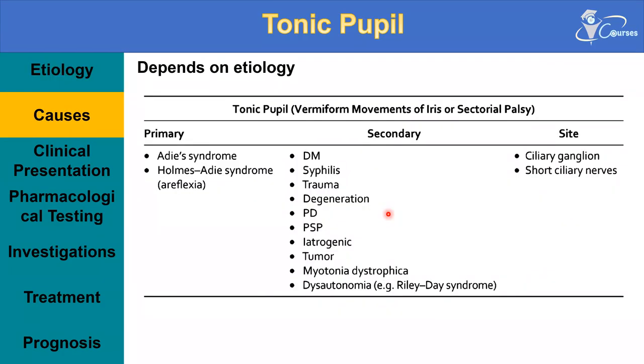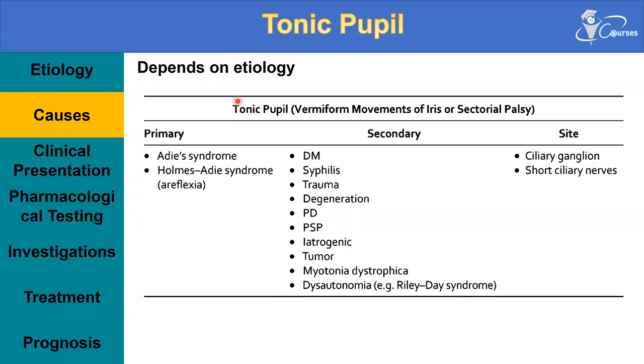The tonic pupil can be due to many causes. It can be primary or secondary. The site can be in the ciliary ganglion or the short ciliary nerves. It can be primary or idiopathic, such as Adie syndrome or Holmes-Adie syndrome, which is associated with areflexia, or absence of the deep tendon reflexes. Or it can be secondary due to a variety of causes, such as diabetes, syphilis, which can cause both Adie pupil and Argyll Robertson pupil, trauma, degeneration, Parkinson's disease, progressive supranuclear palsy, iatrogenic trauma, myotonic dystrophy, and familial dysautonomia or Riley-Day syndrome.